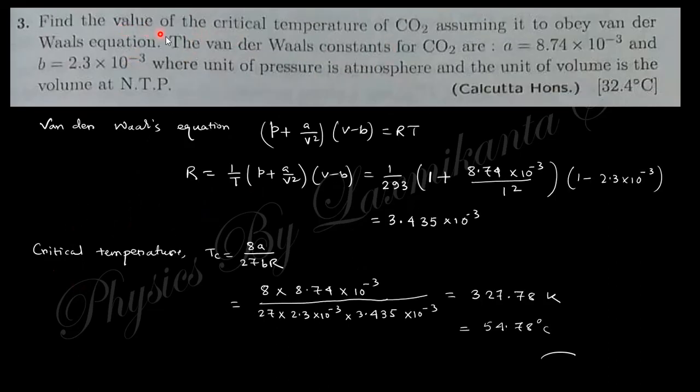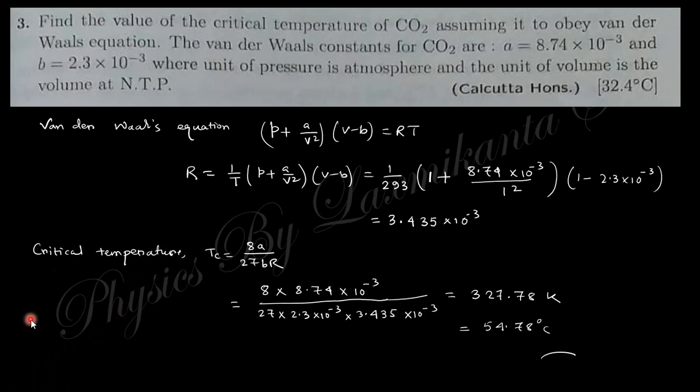The next question says: find the value of the critical temperature of carbon dioxide, assuming it obeys the van der Waals equation. The van der Waals gas constants A and B are given, and the pressure unit is like that. This is a similar type of question to question number 1. The process is the same as we discussed. Find the value of R, then put this value of R in this expression, and you can easily find this answer. I did not find any error. If anyone finds an error, you must comment in the comment box, because this answer does not match with the book's answer. So if anyone finds any error in this calculation, you must comment in the comment box.